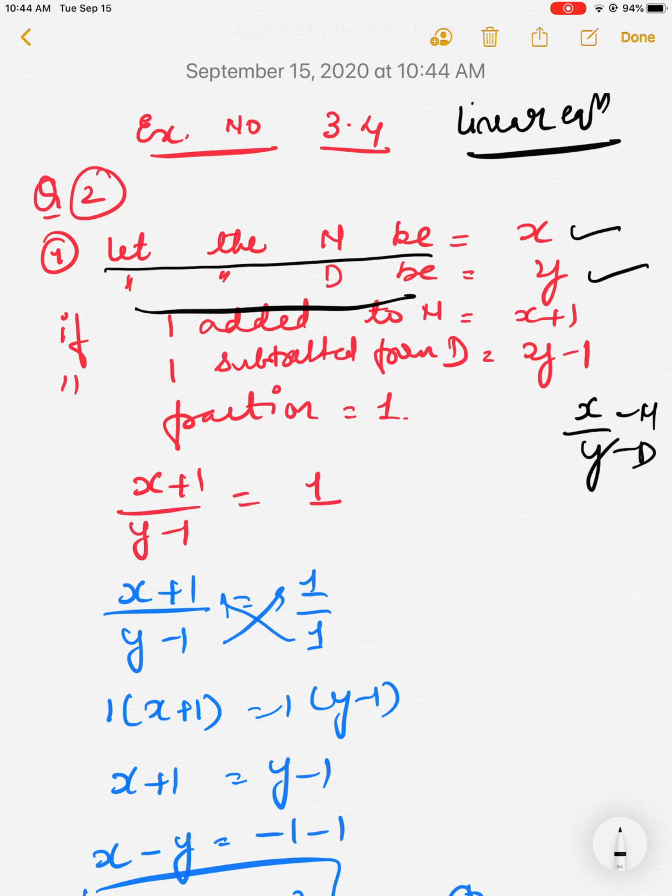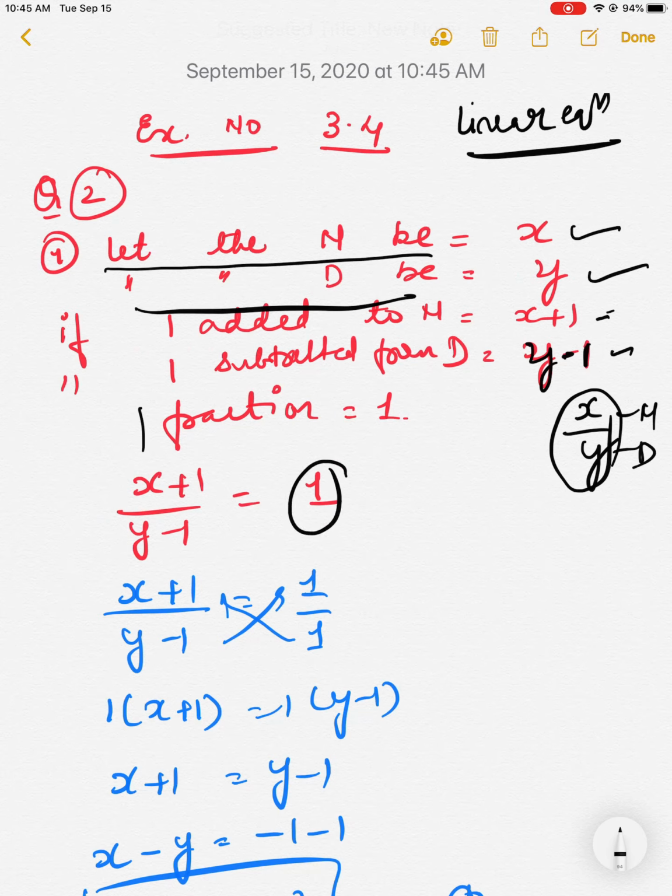If 1 is added to the numerator, the numerator becomes x plus 1. Already the numerator is x. If 1 is added, it becomes x plus 1. If 1 is subtracted from the denominator, the denominator is y. If 1 is subtracted, it becomes y minus 1. So the original fraction is x upon y, but because of adding 1 to the numerator and subtracting 1 from the denominator, there is a change in the fraction. What is that change?